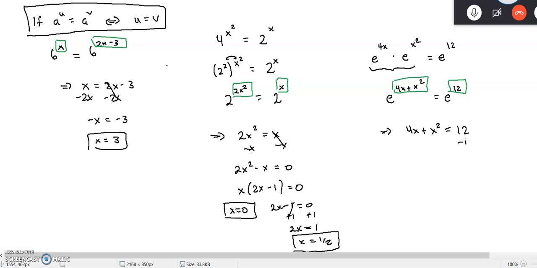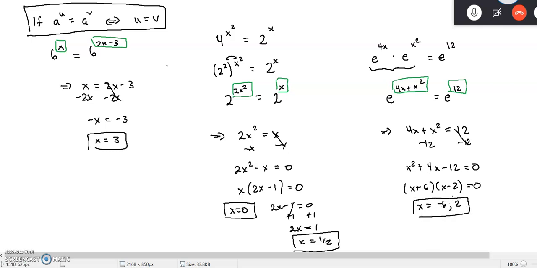Again, we've got a quadratic. We should be able to move everything to one side and factor. x squared plus 4x minus 12 equals 0. And this factors as (x plus 6)(x minus 2). Double check: they multiply to be negative 12, and they add to be positive 4. And that's going to give us x equals negative 6 and positive 2.